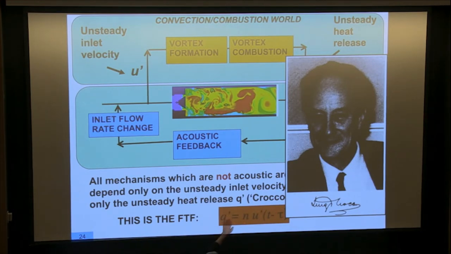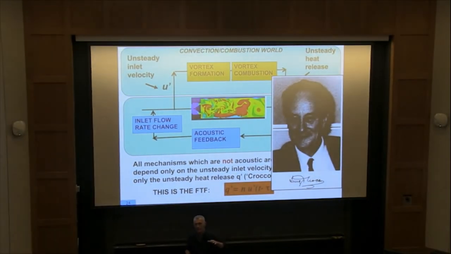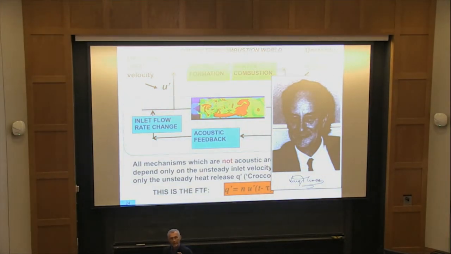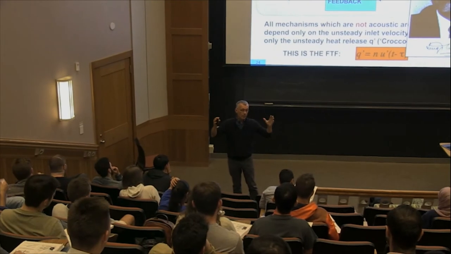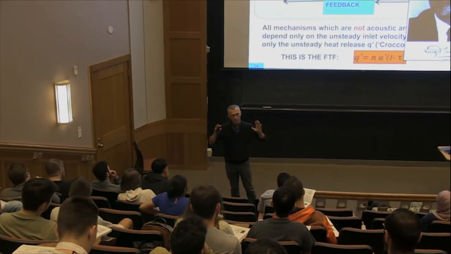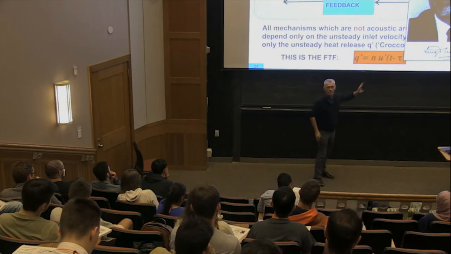By the way, when you do that for a flame, you realize that it's not a good idea to have a big N. Because if you have a big N, it means that a small perturbation of velocity will generate a large variation of Q. That's not good. If N equals zero, you have no instability.